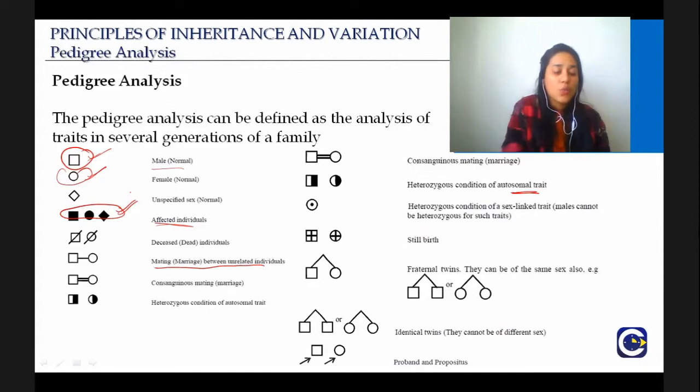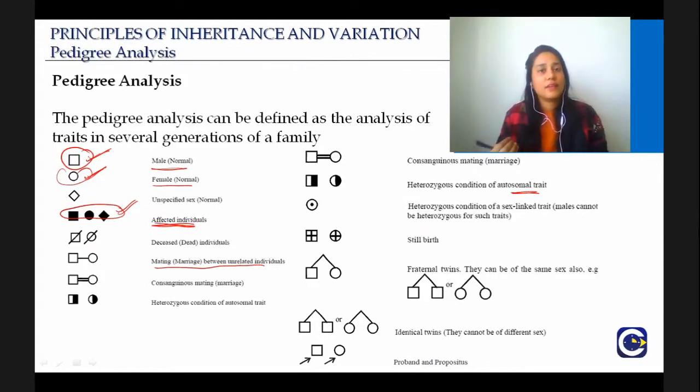Okay, so a square will represent a normal male. A circle will represent a normal female, and if they are completely filled, these are affected individuals. These affected individuals can be homozygous, heterozygous or whatever, we don't know, but they are just affected. Depending upon whether the disease is a recessive disease or a dominant disease, whenever the phenotype is affected, it will be colored. It will be a colored square, colored circle.